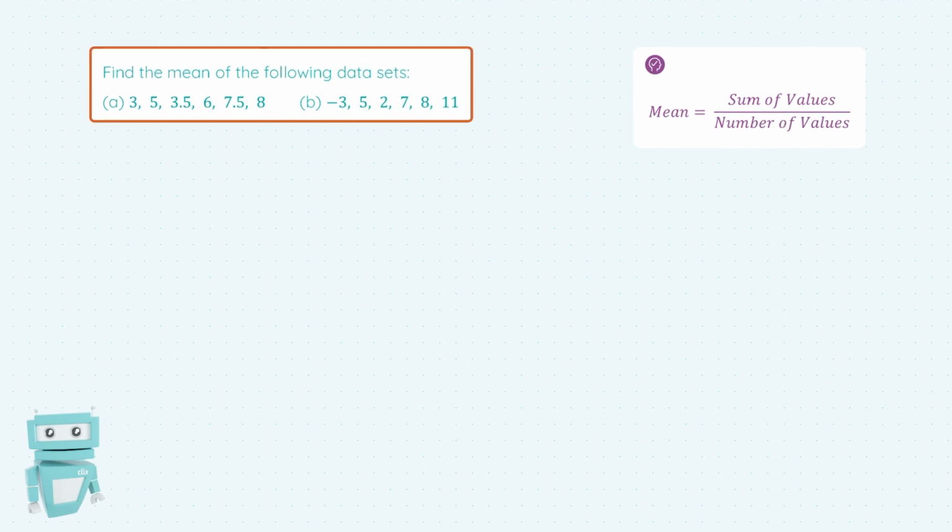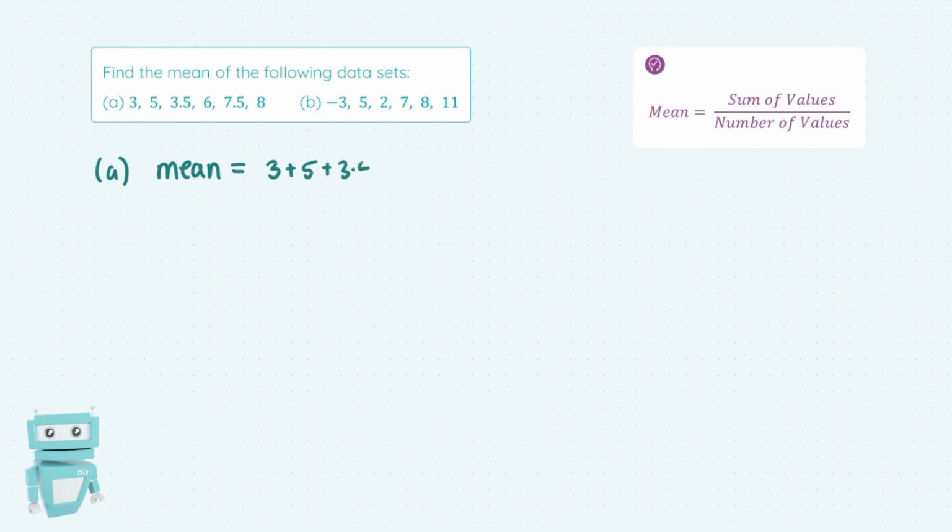I'm asked to find the mean of the following data sets, and in part A I have 3, 5, 3.5, 6, 7.5 and 8. And all I'm going to do is follow my formula, and I'm going to say that the mean equals, and we're starting on the top line, the sum of the values. Now sum just means add up. When we add up a list of numbers, we call that the sum of the numbers. So I'm going to add up all the numbers in my data set. I'm taking 3, adding on 5, adding on 3.5, add 6, add 7.5, and add on 8. And then I have to divide all of this by the number of values I have. So in my data set, I have 1, 2, 3, 4, 5, 6 numbers, so I'm dividing by 6.